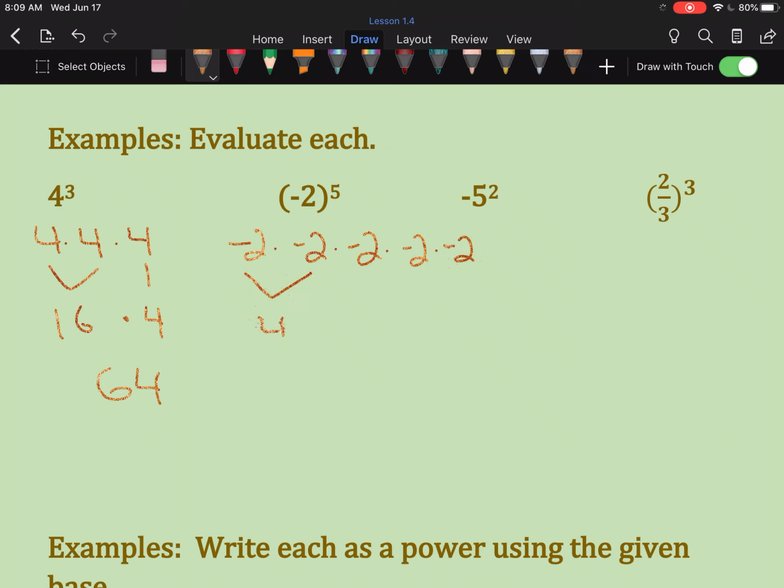Negative 2 times negative 2 is positive 4. Negative 2 times negative 2 is positive 4. And this doesn't have anything to multiply with yet, so it just carries along. 4 times 4 is 16. This negative 2 is still just coming along. And 16 times negative 2 is negative 32.